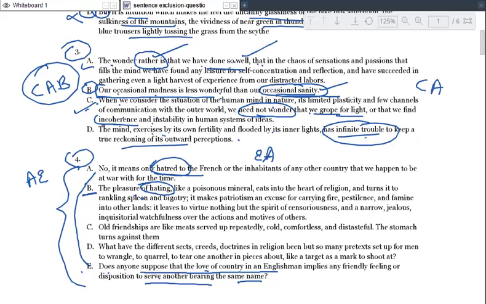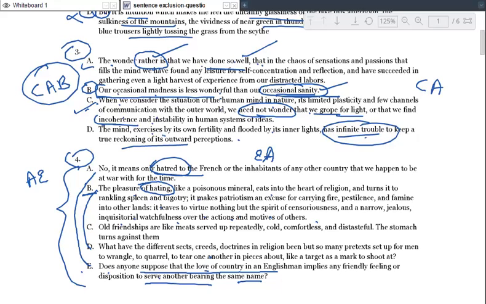The pleasure of hating, like a poisonous mineral, eats into the heart of religion and turns it into a rankling spleen and bigotry. It makes patriotism an excuse for carrying fire, pestilence, and famine. It leaves to virtue nothing but the spirit of censoriousness and a narrow, jealous, inquisitorial watchfulness over the actions and motives of others. So basically, this and this is connected.